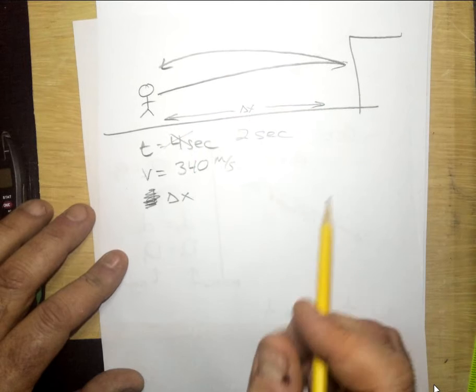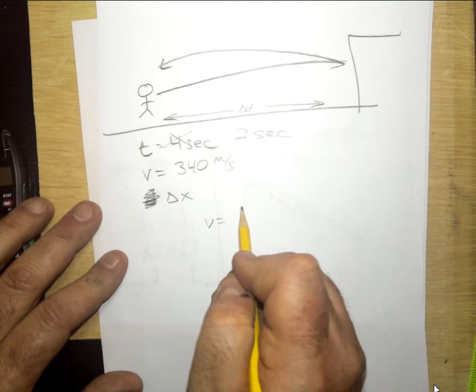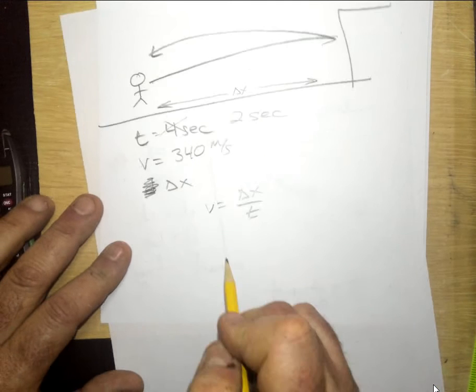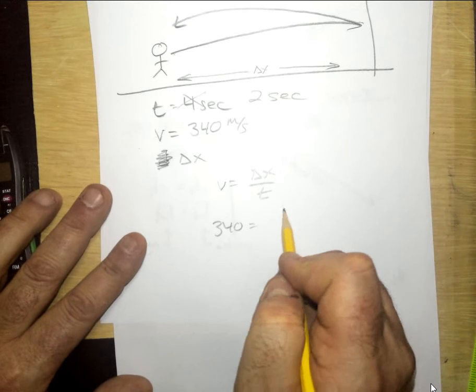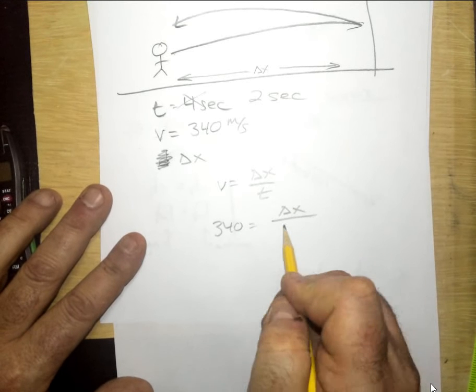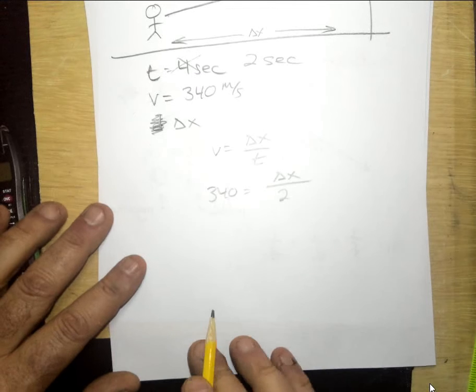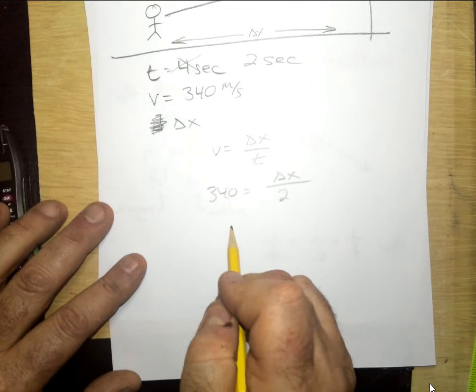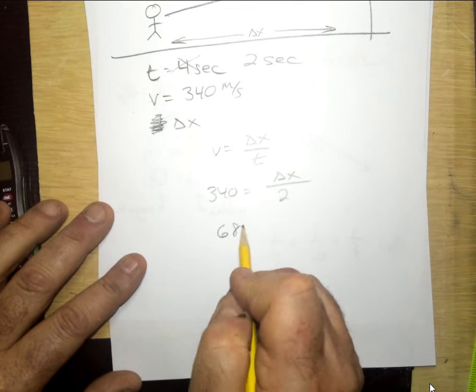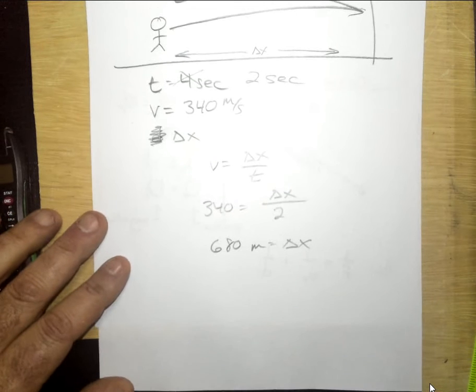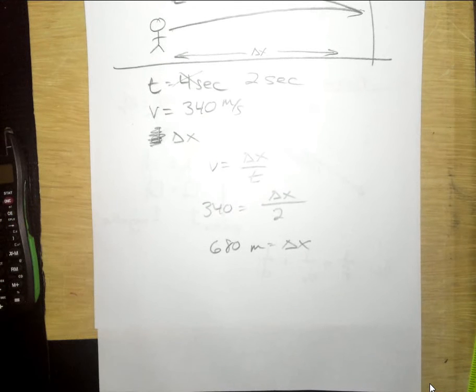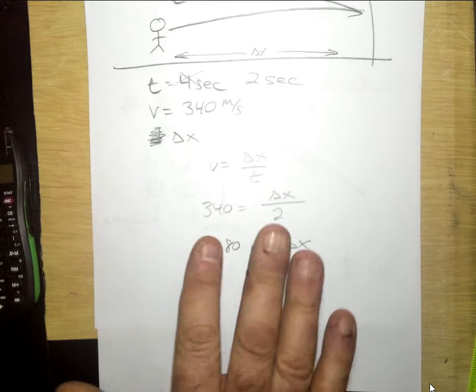So we get the equation, v equals delta x all over t. The V is 340, as we've said. The delta X is what we're looking for, and then the 2 seconds goes on the bottom. Multiply both sides by 2, we get 680 meters is the distance to the cliff. That was question number 5. With that in mind, would you please look at question number 6, give it a try on your own, ready, set, go.